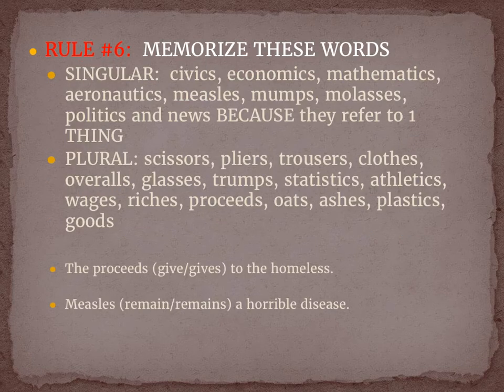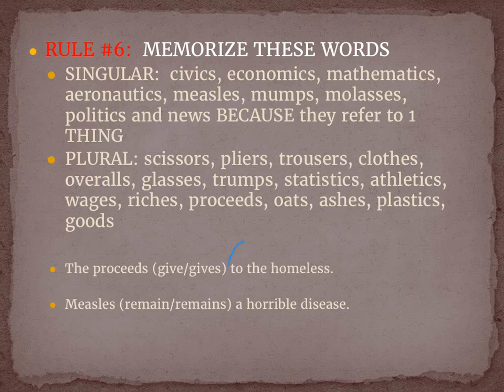Rule number 6 is just a list of words that must be memorized because they don't seem to flow in regards to the English language, such as singular words: civics, economics, mathematics. They all end in S, but they are all singular because they refer to one thing. Plural words such as scissors, pliers, or trousers really are only talking about one thing, but they always take a plural verb. You just must memorize this list.